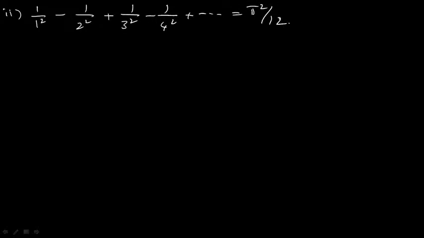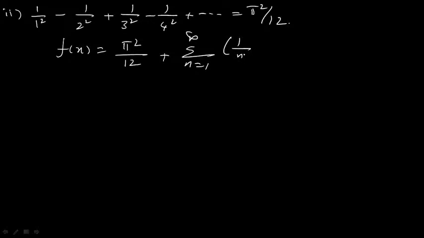The second part, we have to deduce the series of the form 1 by 1 square minus 1 by 2 square plus 1 by 3 square minus 1 by 4 square plus etc. That is equal to pi square divided by 12. This is what we are going to deduce in the next one. As I told you already, just write down the Fourier series of the given function we have derived just now, that is f of x equal to pi square divided by 12 plus sigma n equal to 1 to infinity 1 divided by n square cos nx.